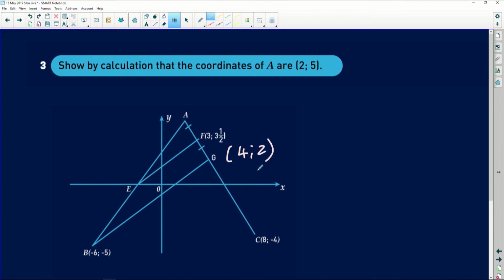The next question is asking us to show that the coordinates of A, we're given the coordinates of A there. We need to find what the coordinates of A are. Now, like I said here, F is the midpoint. So I'm going to apply the concept of the midpoint.